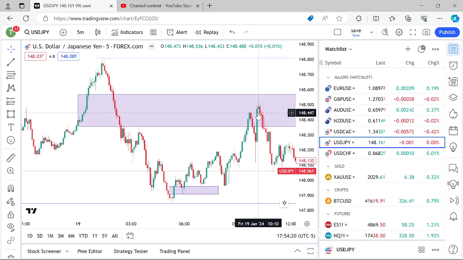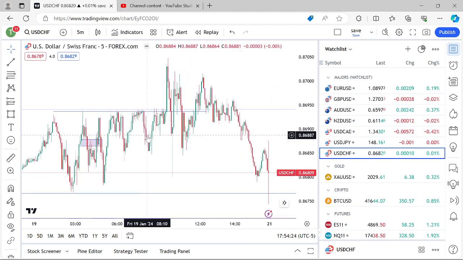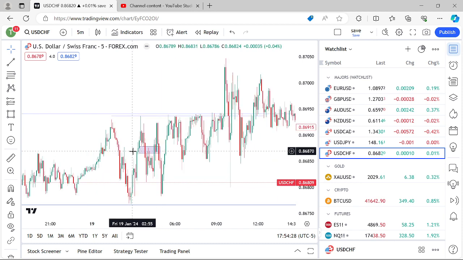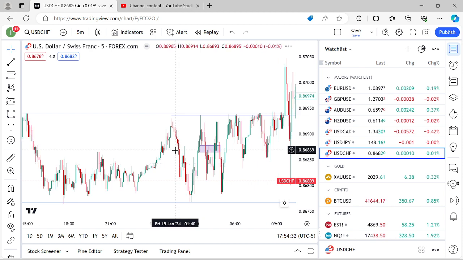And now the losing trade right here on USD CHF. USD CHF was a mess. Now this is what we call just awful price action. That's almost impossible to trade something like that. But here's the deal, guys.